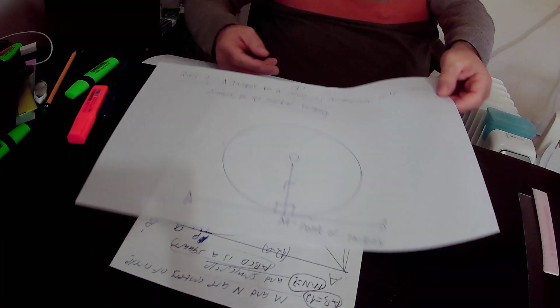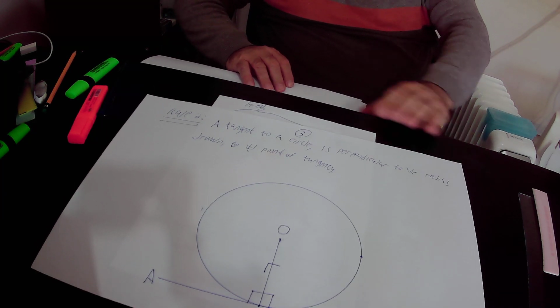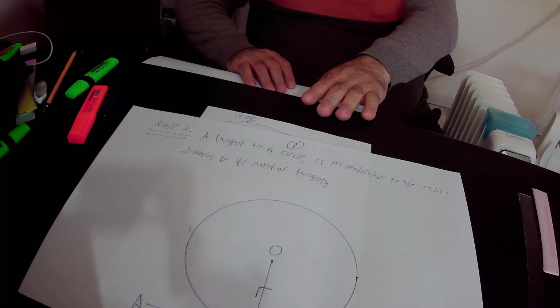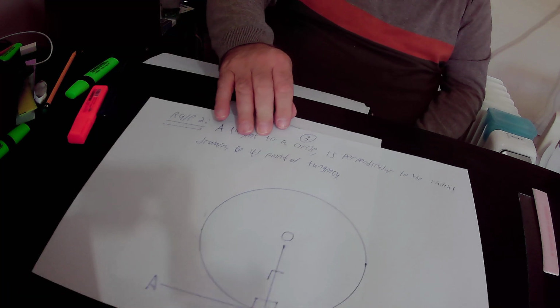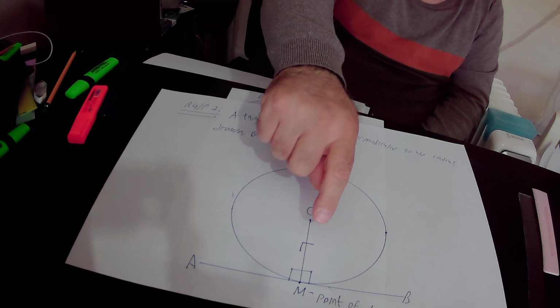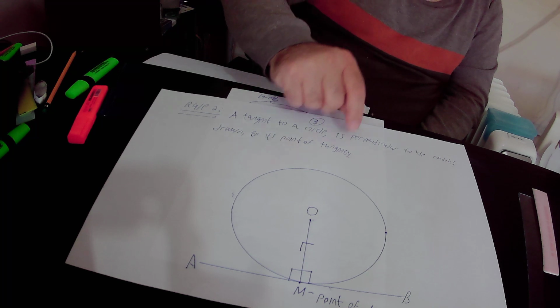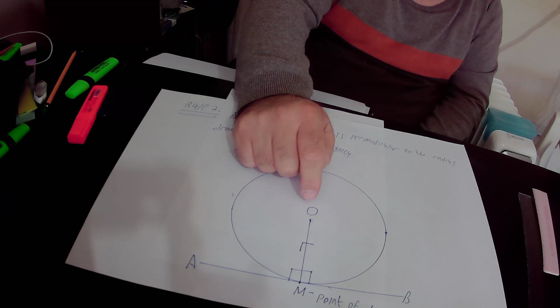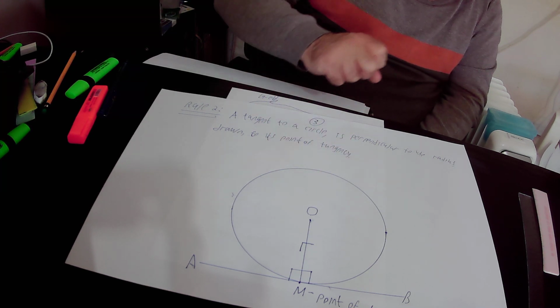Then I presented to you rule number 2. According to rule number 2, a tangent to a circle is perpendicular to the radius drawn to its point of tangency. So we have here this circle, the center of this circle is at point O. We have tangent AB, that is tangent to this circle at point M. Point M is the point of tangency of tangent AB with this circle. OM is the radius of this circle because it starts from the center of this circle, and line segment OM ends at point M, a point on this circle itself. Therefore, OM is the radius of this circle.